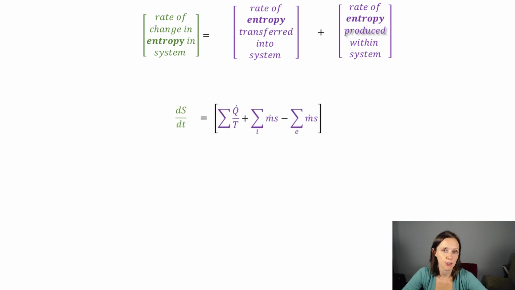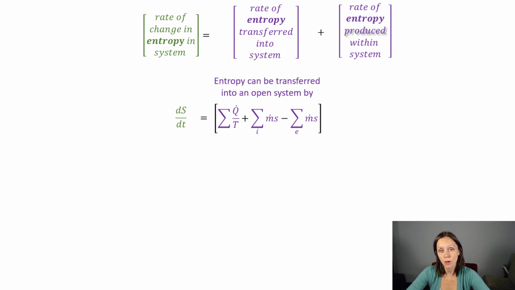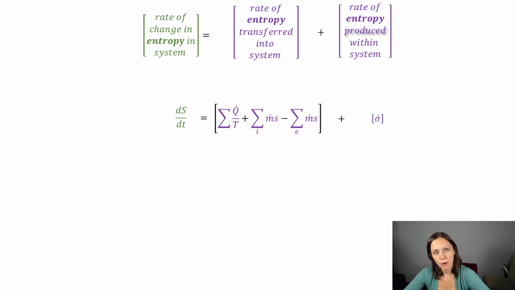Then you've got the rate of entropy transferred into the system. For an open system, you can transfer entropy two ways: by heat transfer and by mass flow. We're going to come back to the heat transfer in just a minute. Plus the rate of entropy produced within the system. So it's a rate, and we'll put a little dot on top of that sigma to indicate that it's a rate. The units on all of this are going to be kilojoules per second Kelvin.